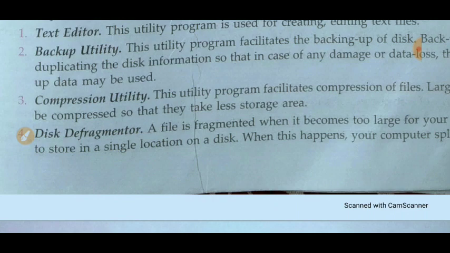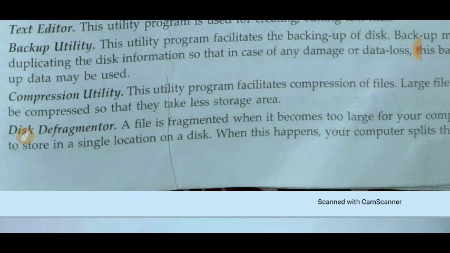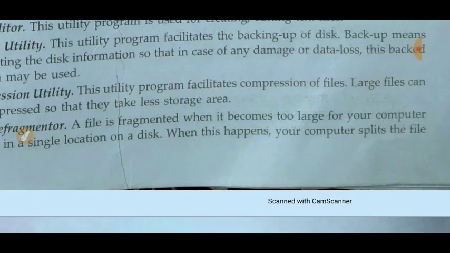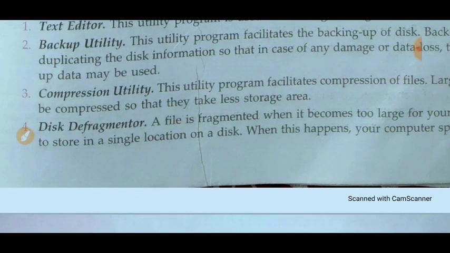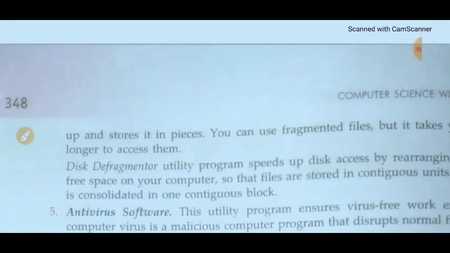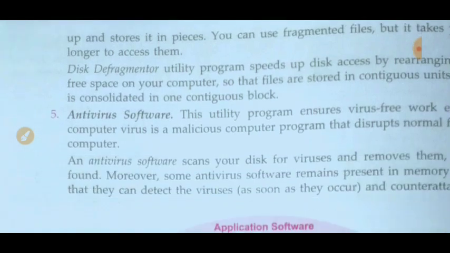So a file is fragmented when it becomes too large for your computer to store in a single location on a disk. Single location means in a sequential order. First got first place, then second got second place, then third one, fourth one, like this. Next is antivirus software. Antivirus software is for scanning or cleaning the virus and miscellaneous programs from your computer.